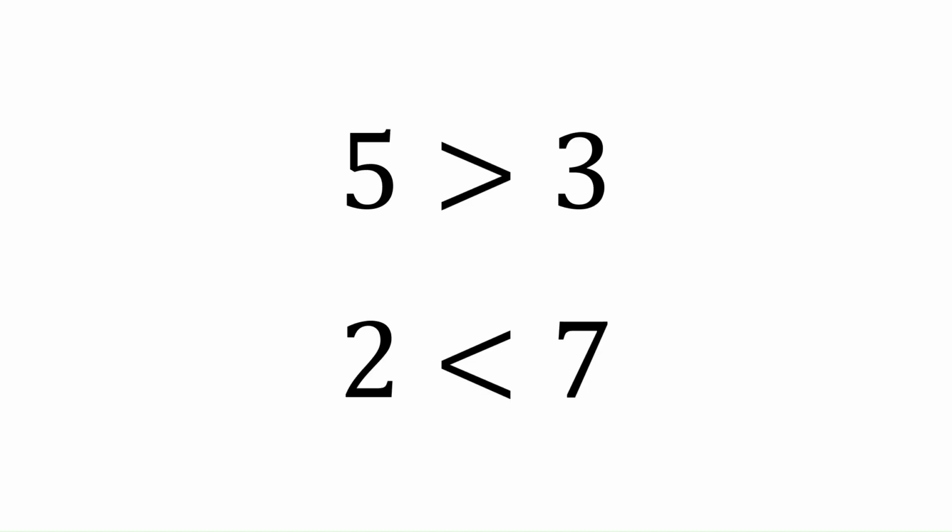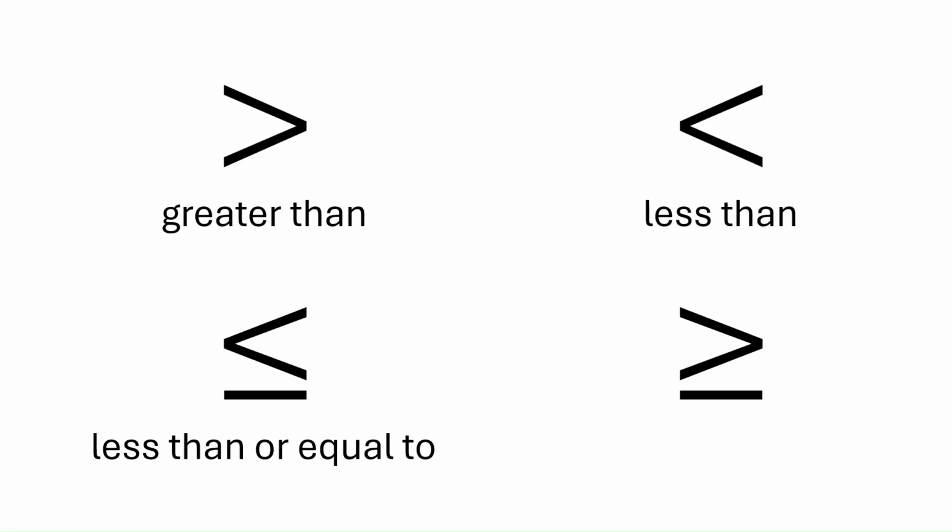An inequality is similar to an equation, but instead of saying that two things are equal, we are comparing them. For example, 5 is greater than 3 and 2 is less than 7. So inequalities tell us that one quantity is bigger or smaller than the other. At GCSE there are 4 main inequality symbols that you need to know. Greater than, less than, less than or equal to, and greater than or equal to. The ones with the extra line underneath include the boundary value itself.